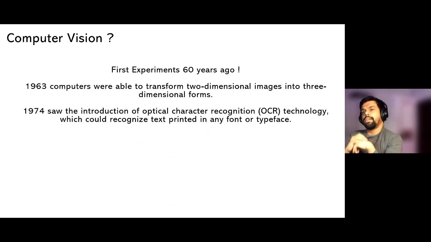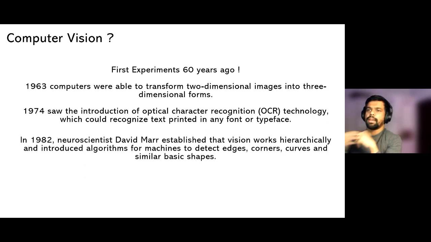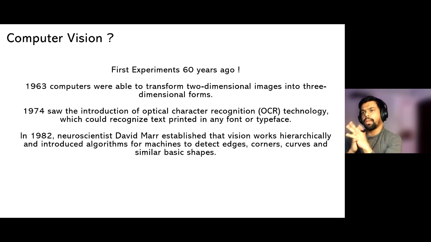And then in 1974, came the introduction of OCR technology. Nowadays, of course, OCR is used very much in most organizations, specifically in banking and finance, where they try to automate manual data processes, which I'll talk about in a couple of slides. And also in 1982, neuroscientist David Marr established that vision works hierarchically and introduced algorithms.